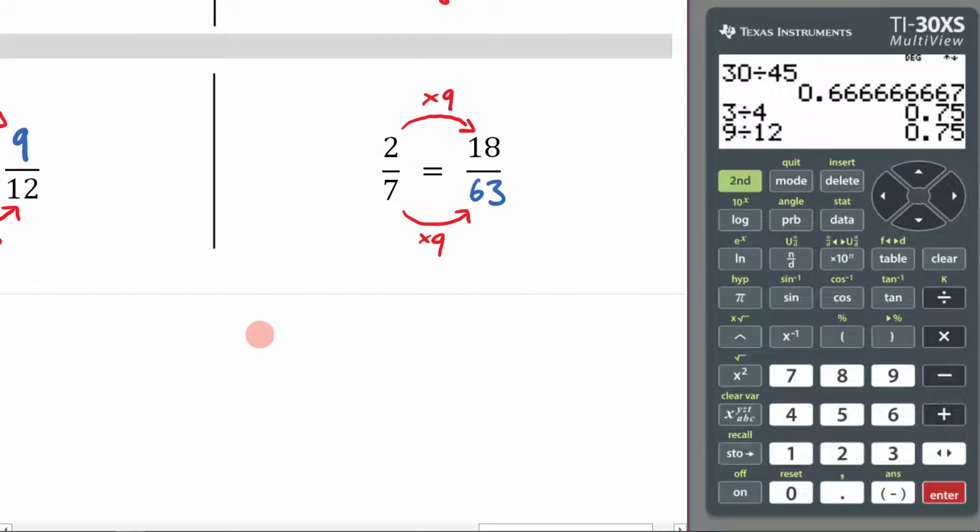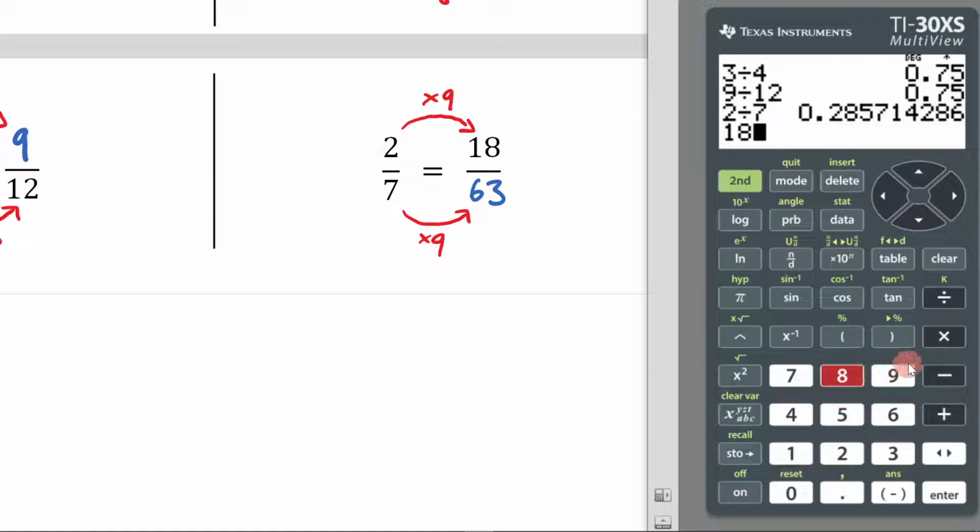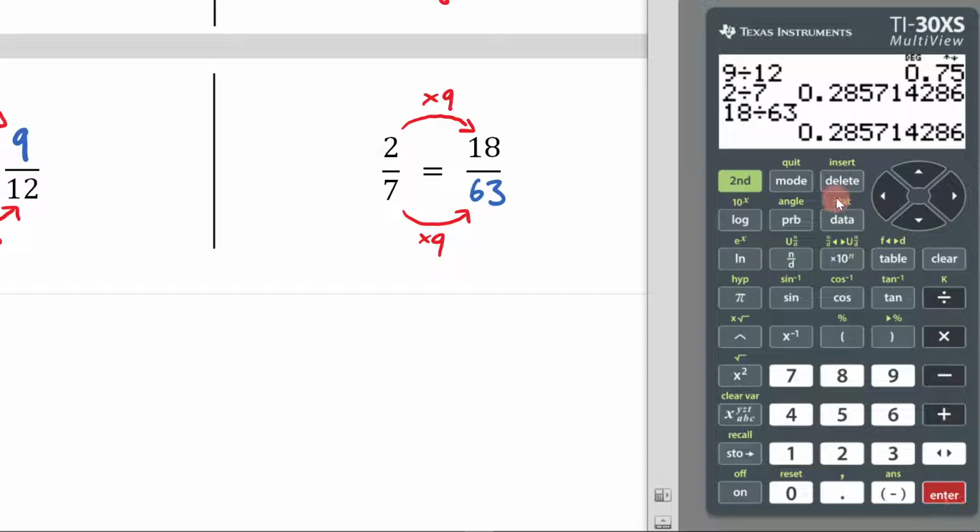And again, if we did it over here as well, if we went 2 divided by 7, you'd see that's 0.285714 and so on. And if we went 18 divided by 63, we would get 2857. As you can see, this number is the same as that number. That is what equivalent fractions are all about. The value is still retained, even though it looks different. So hopefully you feel comfortable with equivalent fractions.